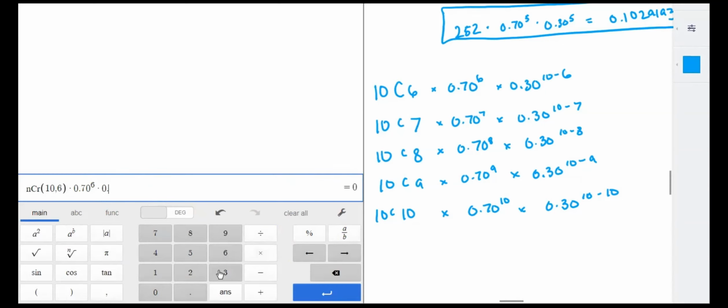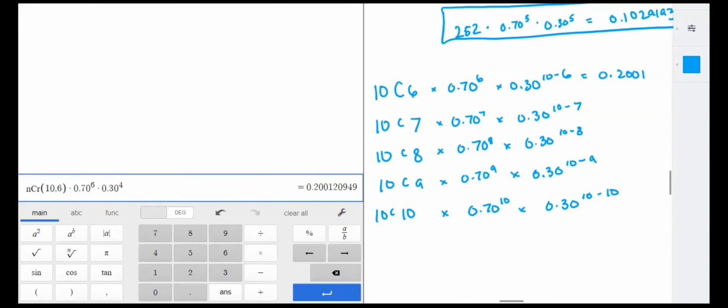Times, we got 30% exponent. And then our exponent is 10 minus 6. You can plug in a 4 if you want to instead, actually, because this is pretty easy to do. I'm going to do that. So 10 minus 6 is 4. And there's that probability. Let me write that down.